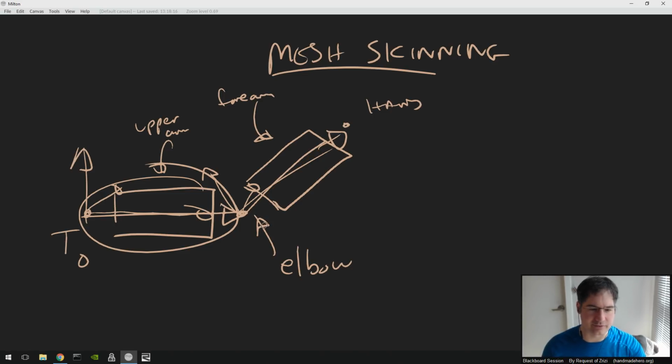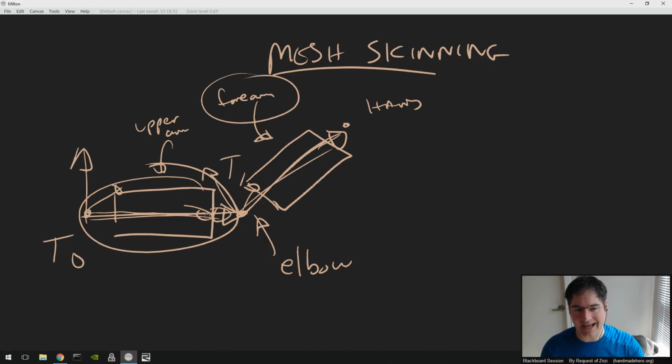Actually, let's call it B for bone. We'll call this B0, right? No, you know, I'm going to call it T0. We'll call this T0, transform it. And we'll call this T1, and we'll transform the forearm by that. And that's our final shapes, right? It's the non-mesh skinning version.